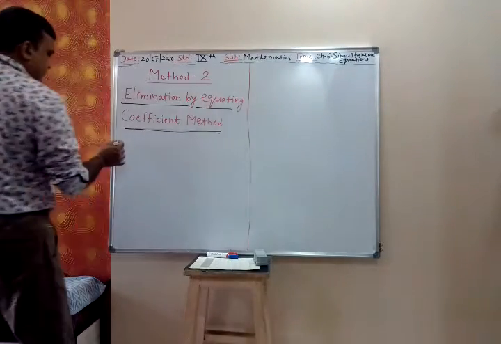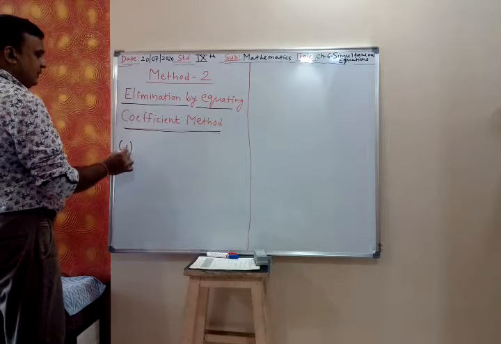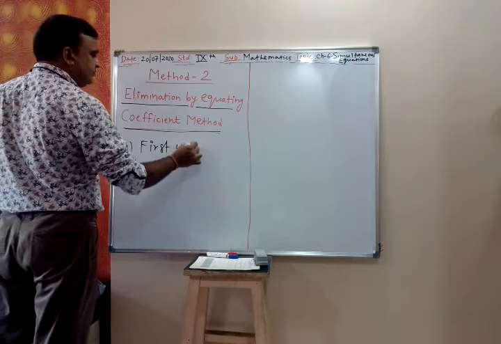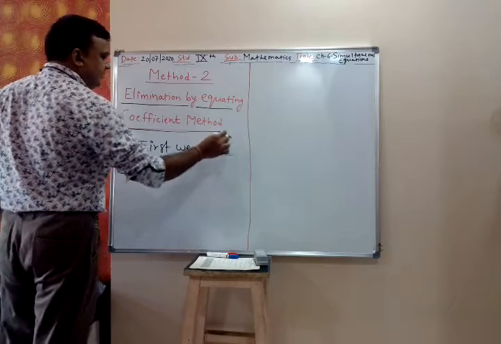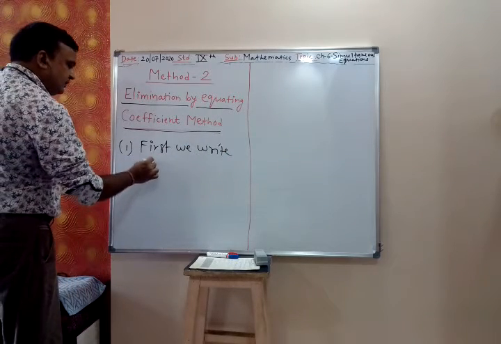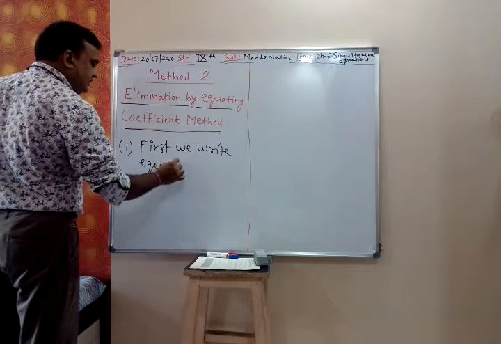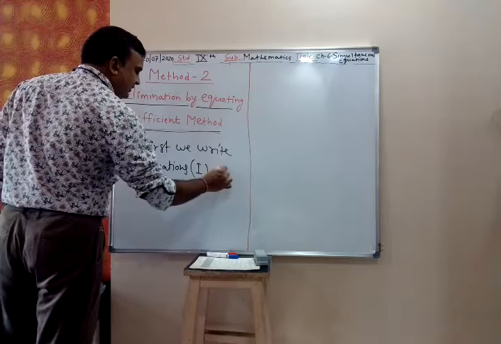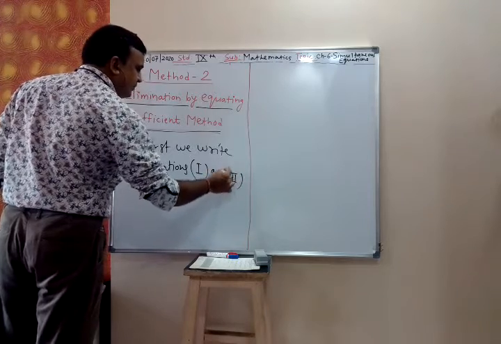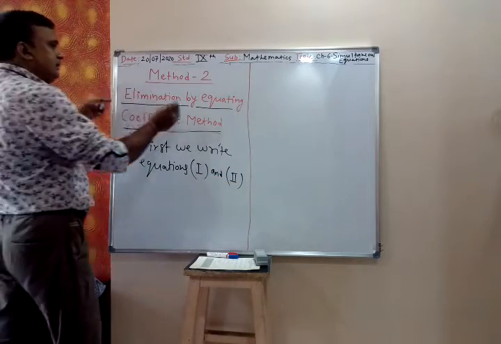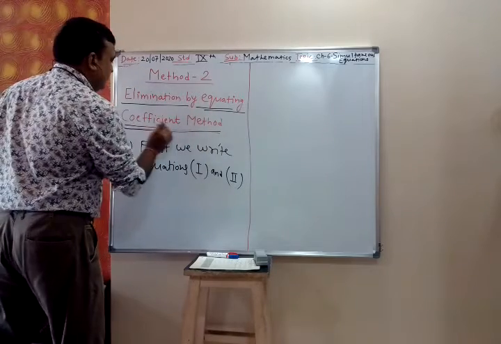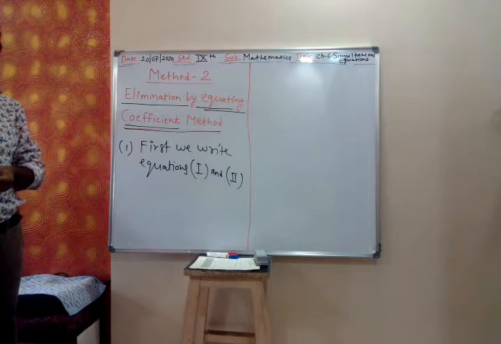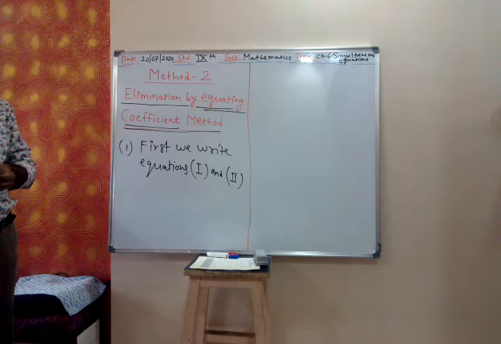So first we write equations 1 and 2. Write this because this is the method which I am explaining: elimination by equating coefficient. Earlier it was substitution method, now it is equating coefficient. So first we write equation 1 and 2.